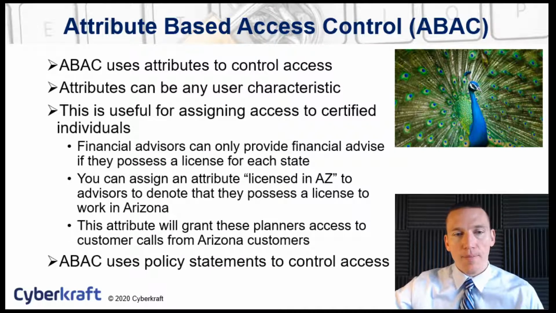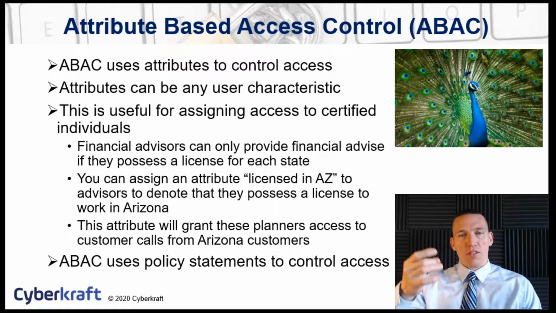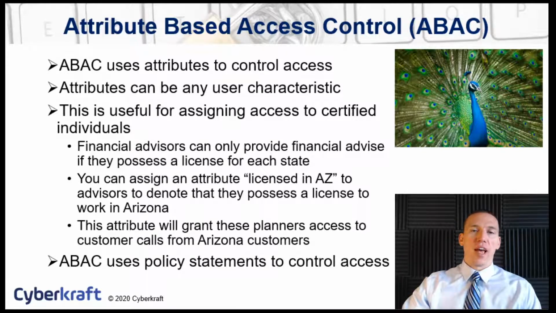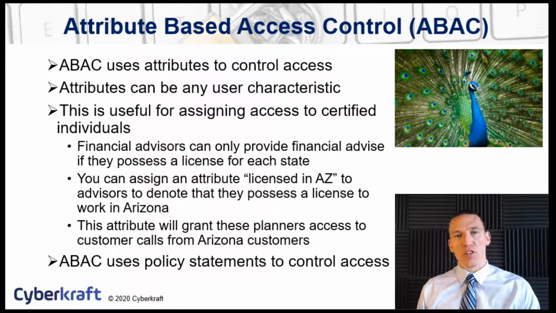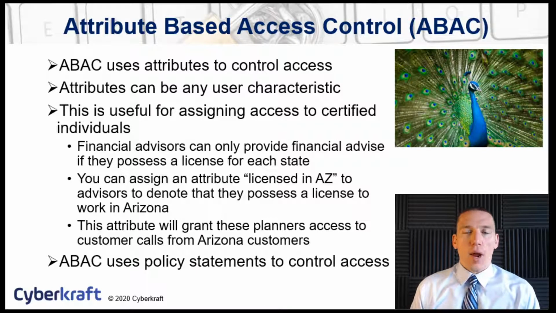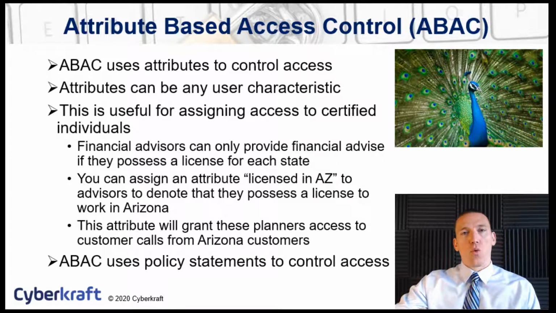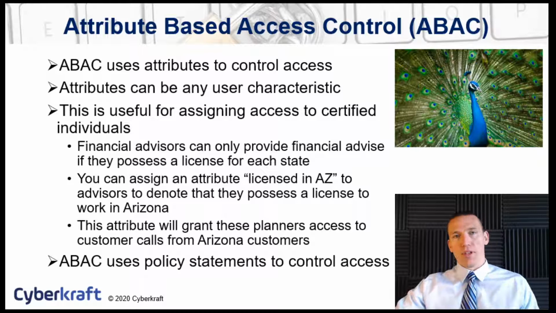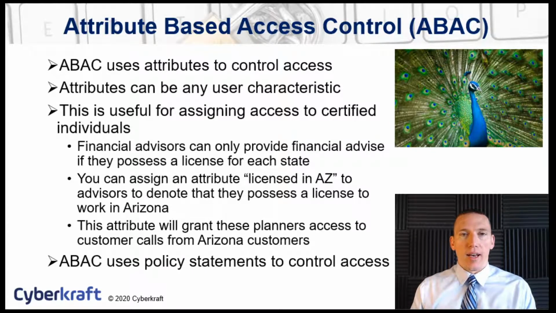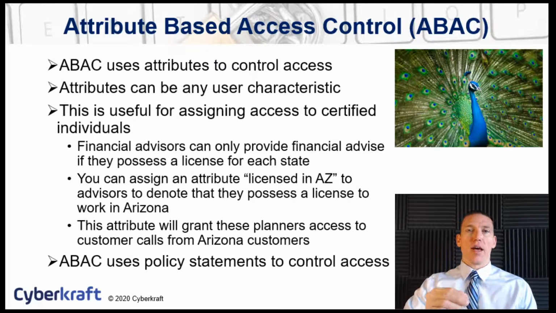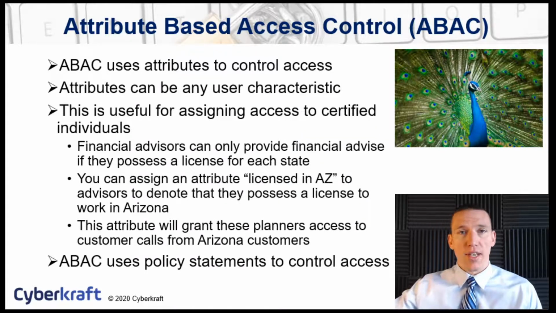So because of that, since you need a license for each state, you might want to assign an attribute saying that this person is certified, that this person has a license for X, Y, and Z state. Okay, so this person has a license for Arizona. That would grant that user the ability to access client information on the network for clientele from Arizona. So let's say we're talking like a nationwide financial advisement firm, okay, like Charles Schwab. So they might use attribute-based access control to customize their access control to meet that organization's needs.